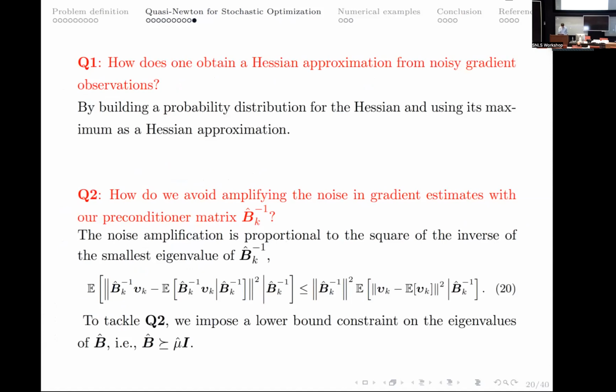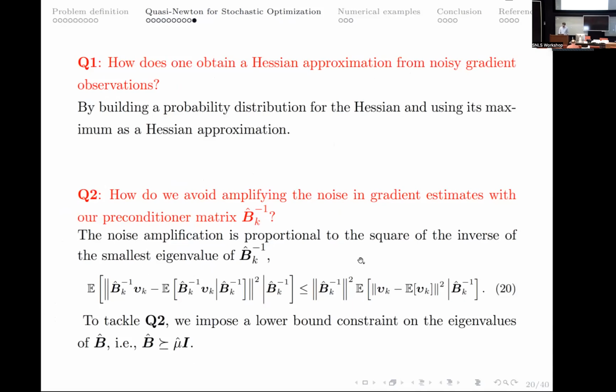Okay. I've shown you some Bayesian framework for learning about the Hessian. I've shown you a method that we propose to solve this subproblem. Now let's look at these questions that I laid out before. How do we build Hessian approximation from noisy gradient observations? As I said, we build this probability distribution, and we use Bayesian inference to learn about the Hessian and use the maximizer of the posterior as a Hessian approximation.